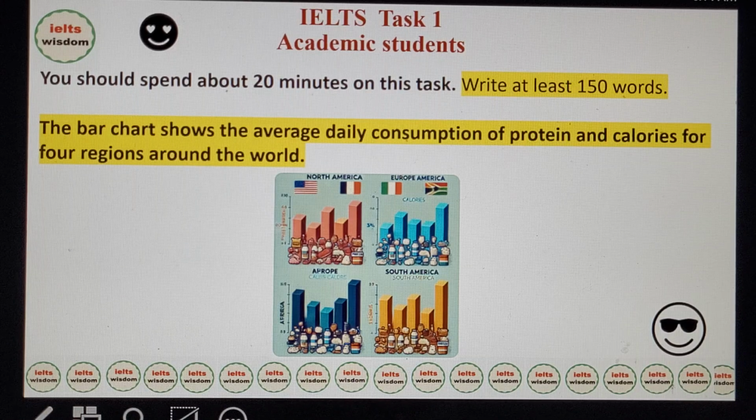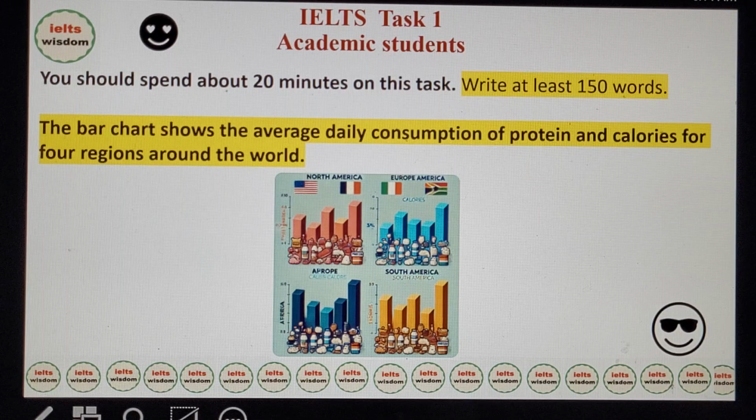So there is North America, and here is how they consume proteins and calories, and we have Europe, so there is how the calories look, and we also have South America.